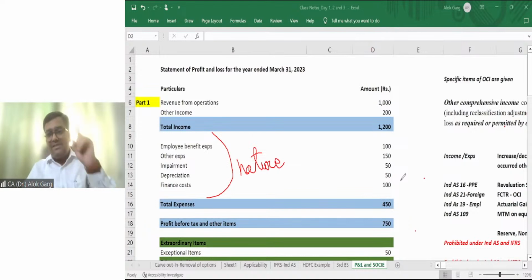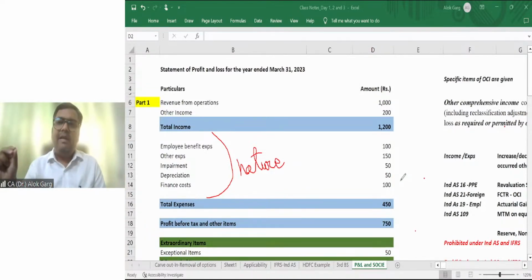Okay. So first I told you Ind AS 1 prescribes minimum line item on the face of the P&L, like revenue, finance cost, tax, depreciation and impairment.